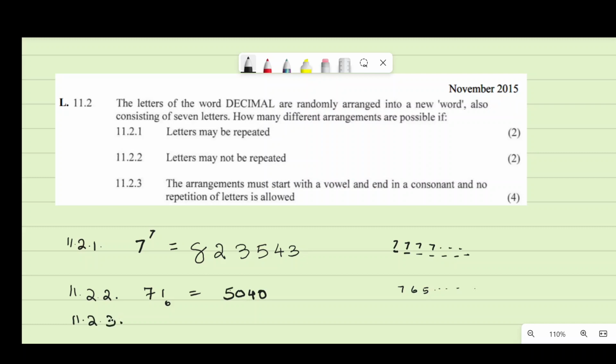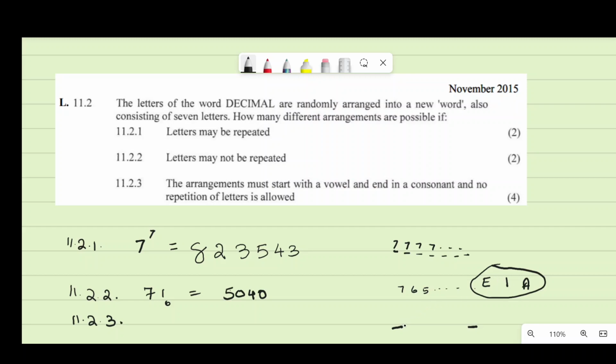11.2.3. The arrangements must start with a vowel and end with a consonant, and no repetition of letters is allowed. So here also the question is not about probability, but here in 11.2.3 there is a restriction. So arrangement start with a vowel and end in a consonant. No repetition is allowed. Okay, how many vowels are here? In decimal we have E, I, A. These are the vowels. So there are 3 vowels, and so that means the remaining 4 letters are consonants.